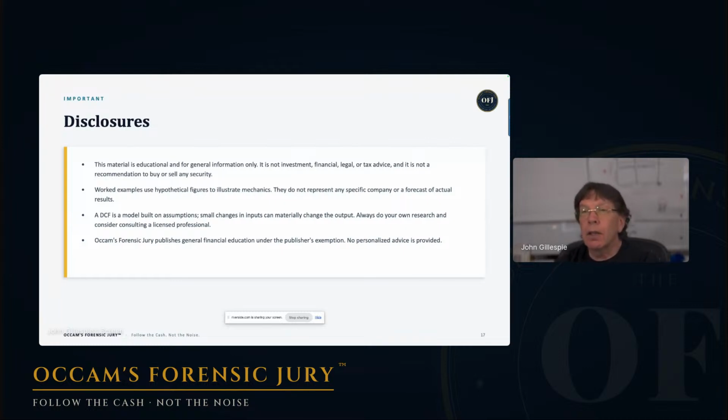And just my legal disclosures: this material is educational and for general information only. It's not investment, financial, legal, or tax advice, and it's not a recommendation to buy or sell any security. The worked example uses hypothetical figures to illustrate the mechanics. A DCF is a model built on assumptions. Small changes in inputs can materially change the output. Always do your own research and consult a licensed professional. Occam's Forensic Jury publishes general financial education under the publisher's exemption. No personalized advice is provided.